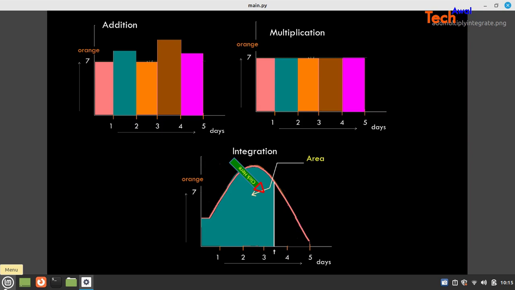Multiplication is either multiplication or area. Integration is pure area. So we get the added amount by calculating the area. So that is integration.